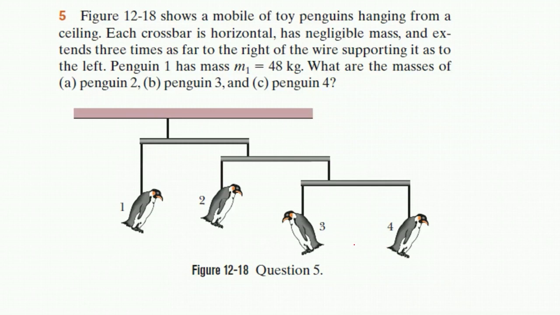Well, here also it's kind of straightforward. We solved it in class, but you have to be rigorous. So this mass here, M1, is equal to 48 kilograms. Now this moment arm is equal to L, and this moment arm here is 3 times L.